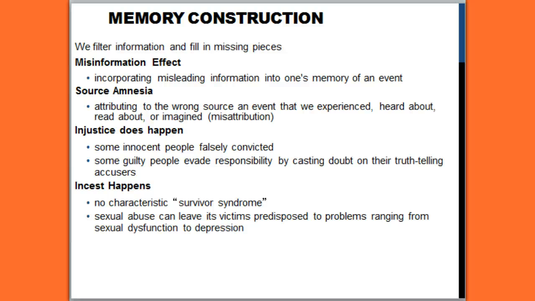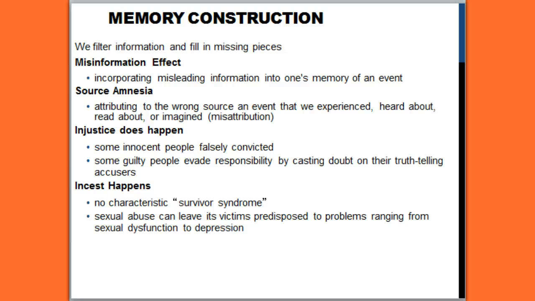Misinformation: we incorporate misleading information into our memory of an event. We're just wrong. We don't put everything together, just like with the smashed or bumped example. Source amnesia: attributing to the wrong source an event that we experienced, heard about, read about, or imagined. You don't know where it came from. You have the actual explicit knowledge, but you thought you got it from actually experiencing something, when perhaps you only read about it in a magazine. That happens a lot. I think we all do that.